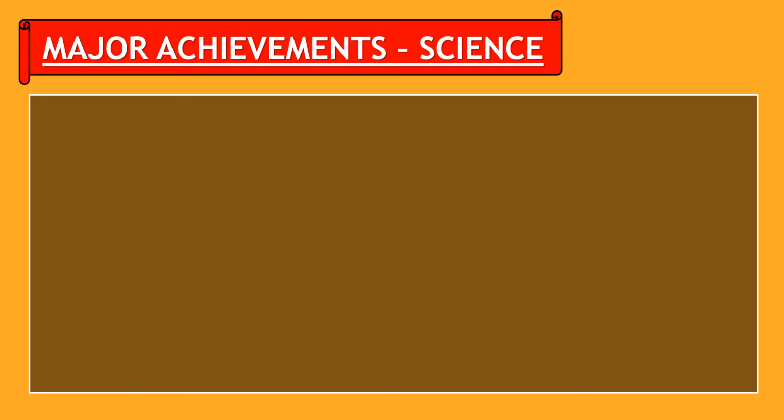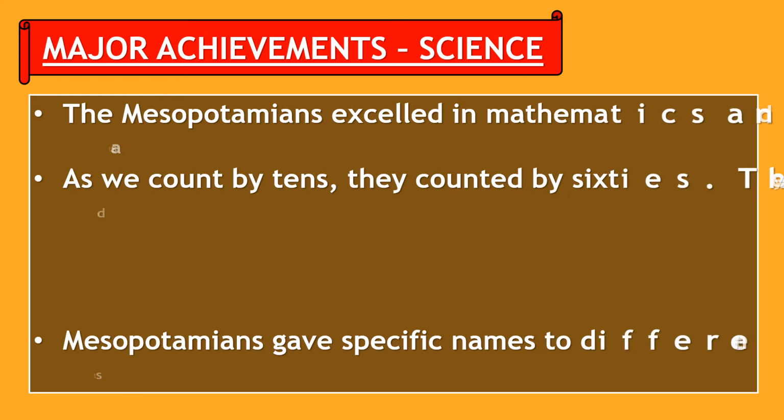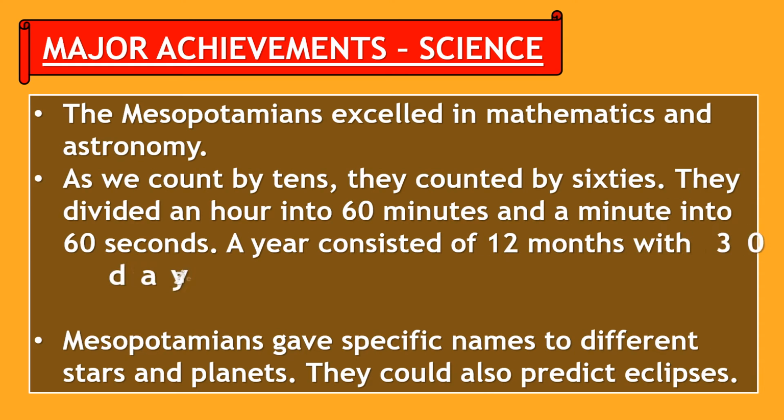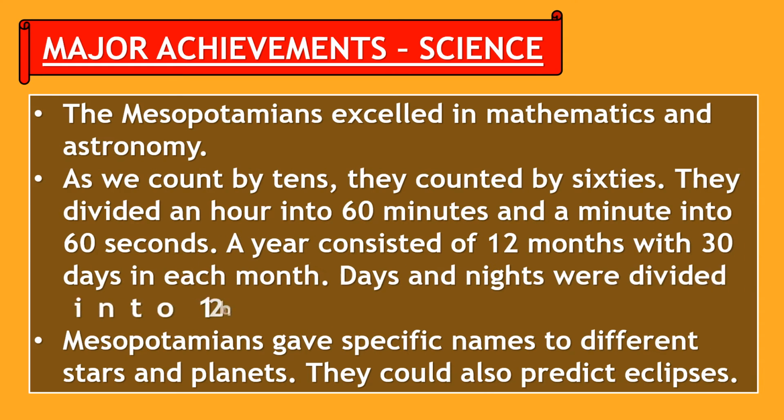Major achievements made by the Mesopotamians in the field of science. The Mesopotamians excelled in mathematics and astronomy. As we count by tens, they counted by sixties. They also divided an hour into 60 minutes and a minute into 60 seconds. A year consisted of 12 months with 30 days in each month.